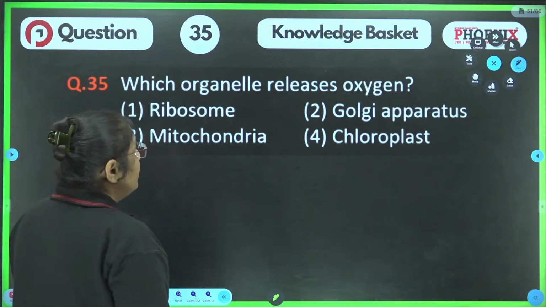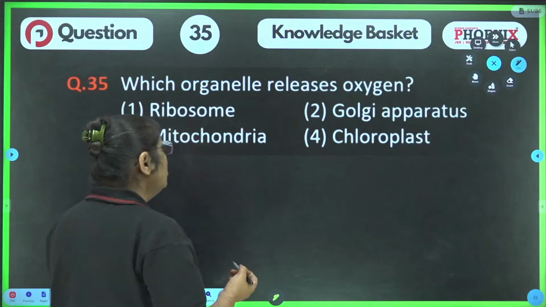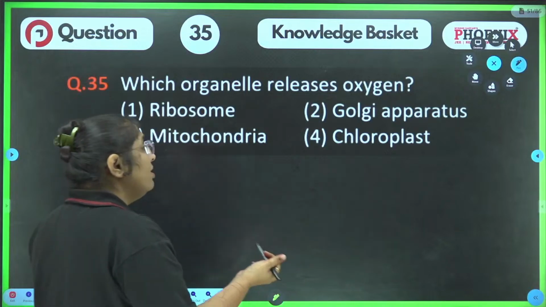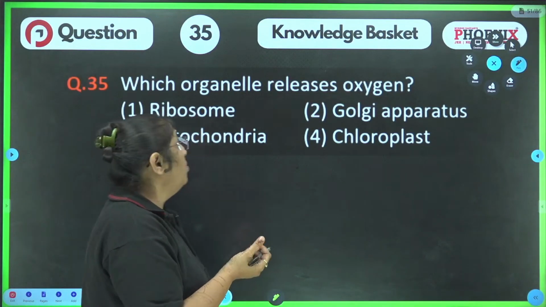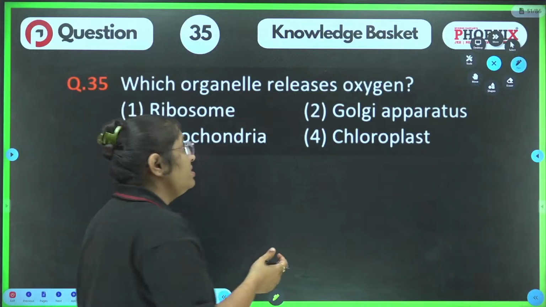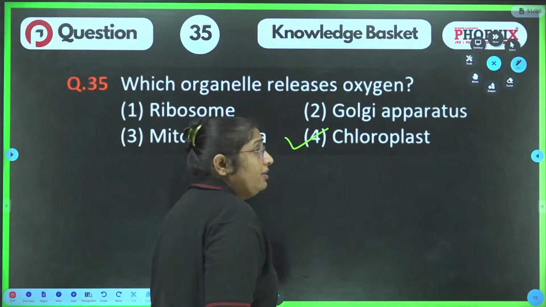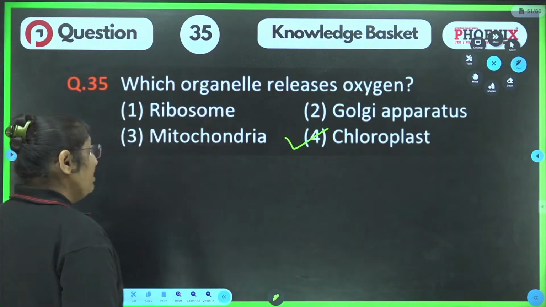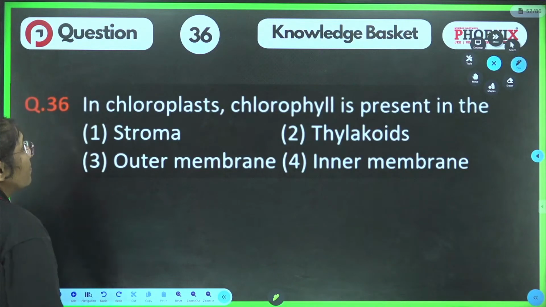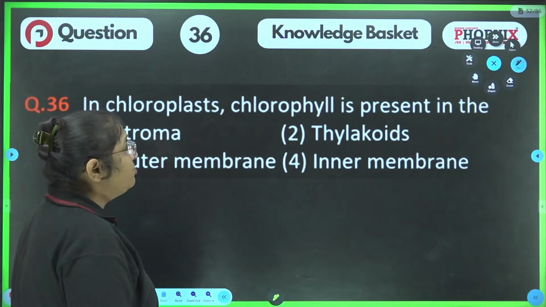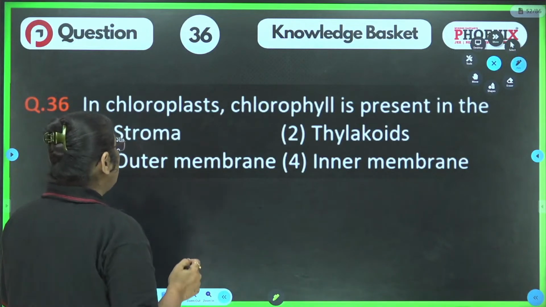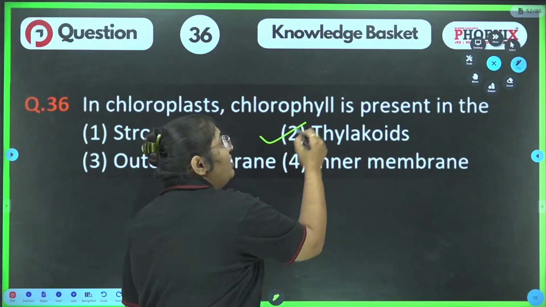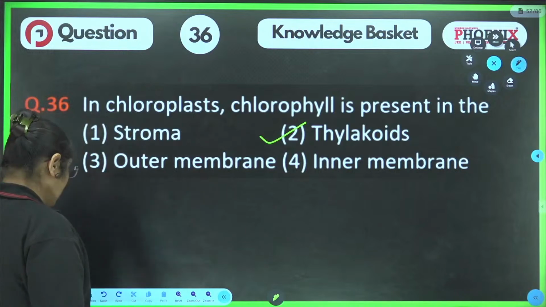Which organelle releases oxygen? We know students, mitochondria helps in synthesis of ATP, Golgi apparatus helps in packaging and modification of protein, ribosomes in protein synthesis, and chloroplast is related to the functioning of photosynthesis. So the answer is chloroplast. It helps in releasing oxygen. In chloroplast, chlorophyll is present in stroma, thylakoids, outer membrane, inner membrane. So in chloroplast, chlorophyll is present in thylakoids.